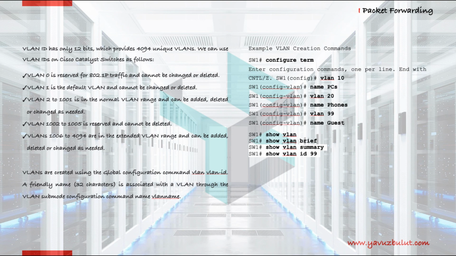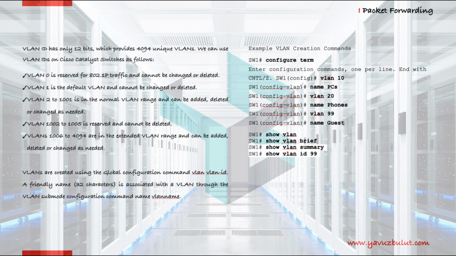VLAN 0 is reserved for 802.1p traffic and cannot be modified or deleted. VLAN 1 is the default VLAN on switches, which cannot be changed or deleted. Our VLANs from VLAN 2 to 1001 are normal VLANs we can add, change or delete if necessary. VLAN 1002 to 1005 are reserved and cannot be deleted or changed. We can use extended VLANs from 1006 to 4094.